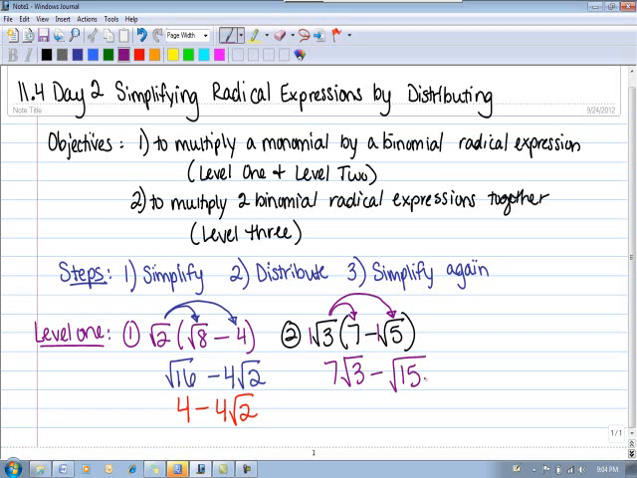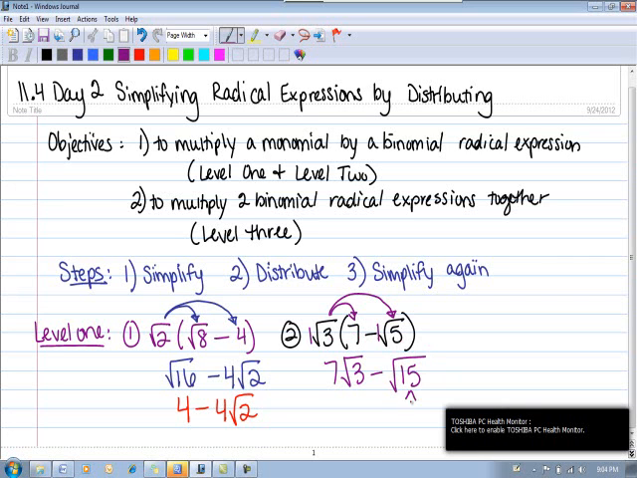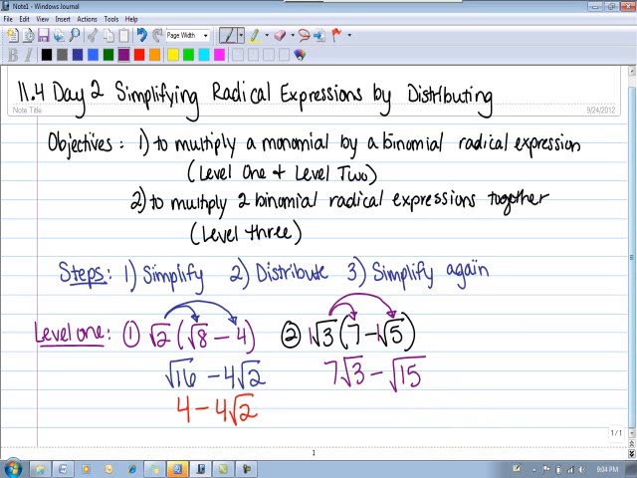And then we're going to check and see if we can simplify it again. The 15 doesn't break down anymore because it becomes 5 and 3. Both are prime. There aren't any pairs. And so 3 and 15 do not make like radicals, so our final answer is 7 radical 3 minus radical 15. Okay, your question 2a is radical 7 times radical 3 minus 5.